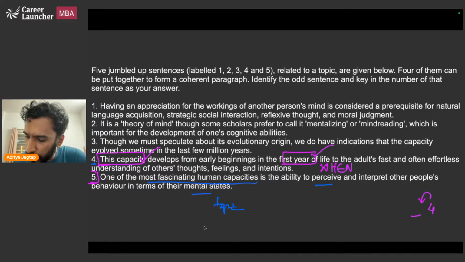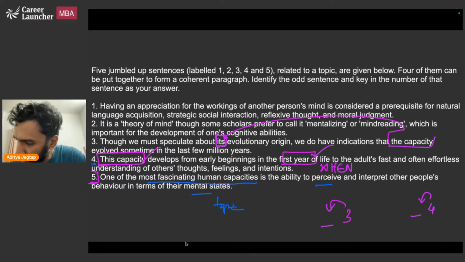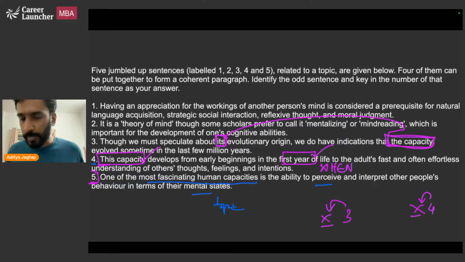Sentence 3 says, though we must speculate about its evolutionary origin. So it is again a great sentence clue. It tells us prior to sentence 3, whatever we are discussing can be referred to as it, and we can speculate its evolutionary origin. We do have indications that the capacity evolved sometime in the last few million years. So we know it is actually referring to the capacity. So even in sentence 3, we are discussing the capacity. Sentence 4 discusses this capacity. Sentence 3 discusses this capacity. They could be in some particular order.